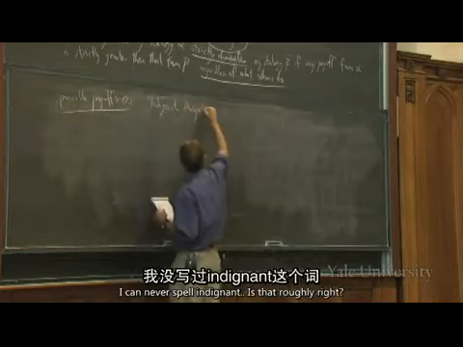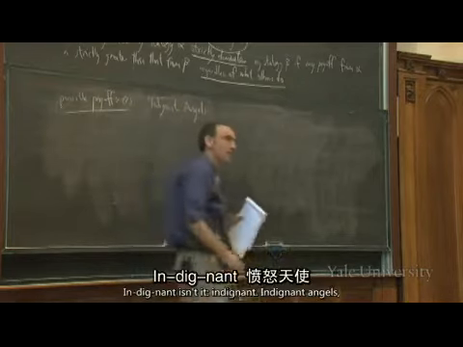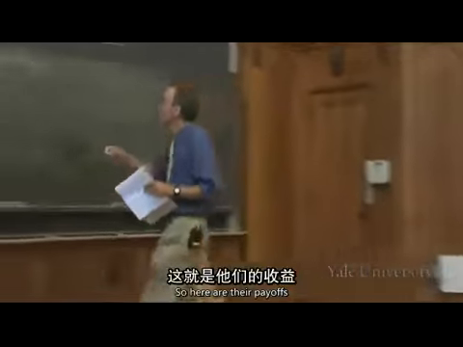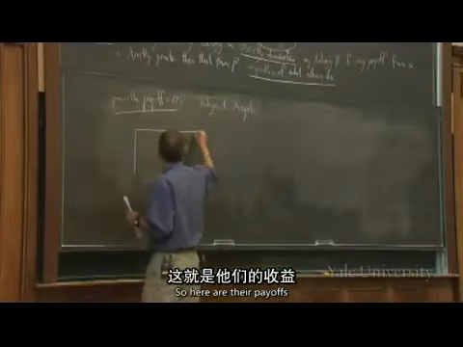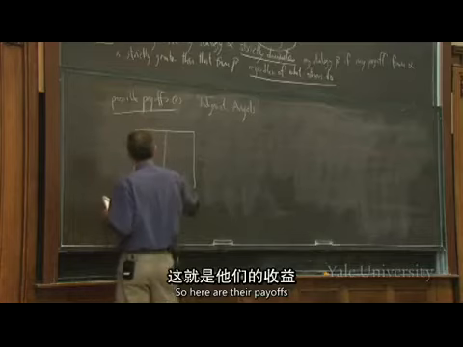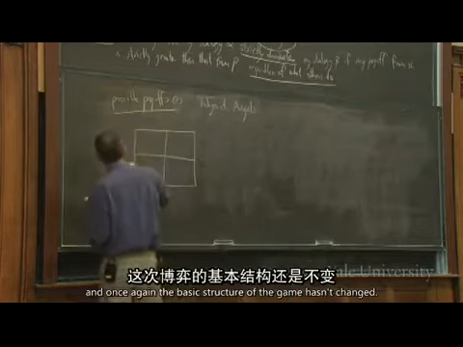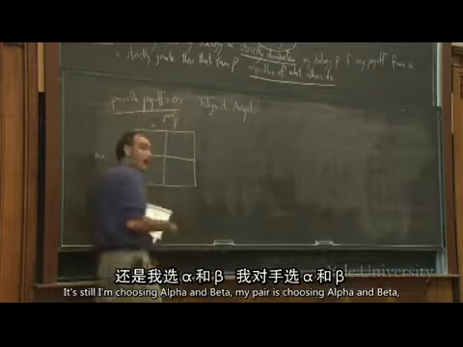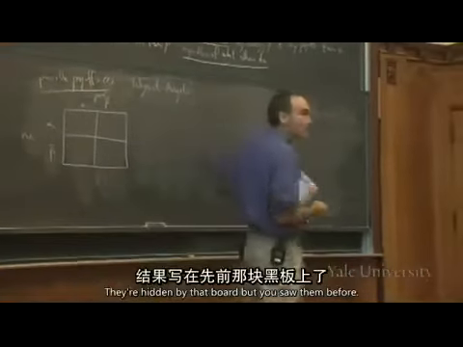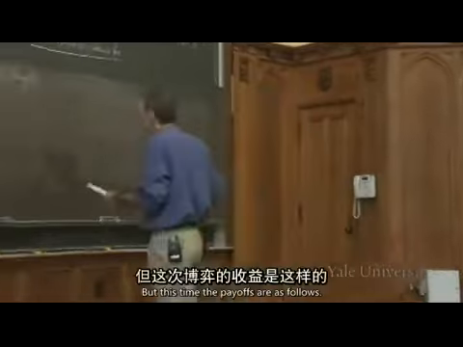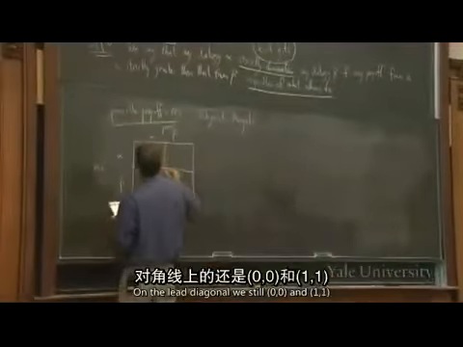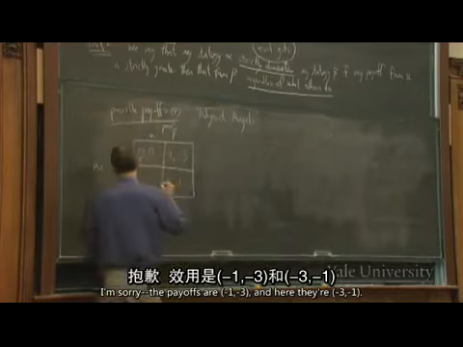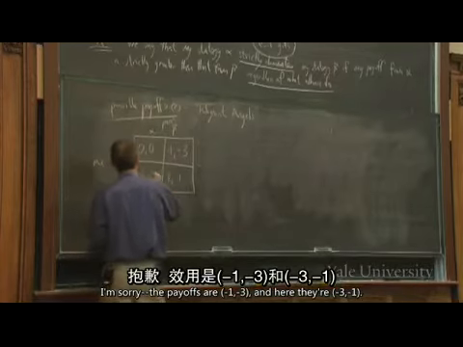I can never spell indignant. Is that roughly right? I think it's right. Indignant. All right? Indignant angels. And we'll see why in a second. So here are their payoffs. And once again, the basic structure of the game hasn't changed. It's still, I'm choosing alpha and beta, my pair is choosing alpha and beta, and the grades are the same as they were before. But this time, the payoffs are as follows. On the lead diagonal, we still have 0, 0, and 1, 1. But now the payoffs here are -1 and -3, and here they're -3 and -1.